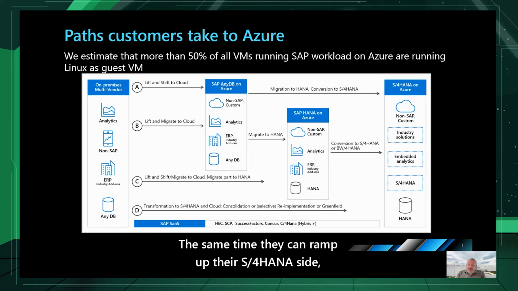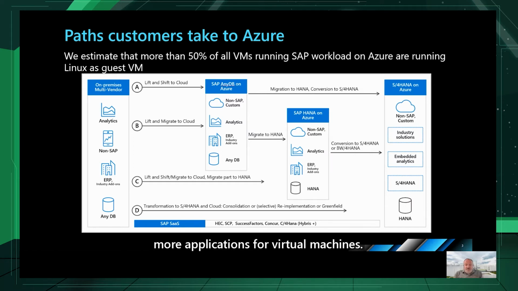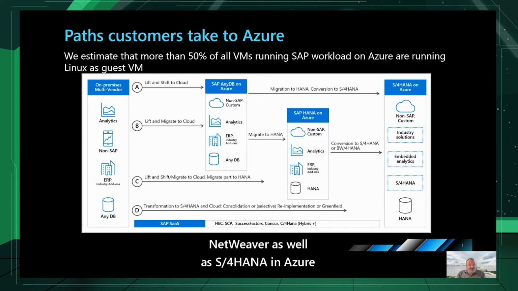At the same time, they can ramp up their S/4HANA side, especially with increasing demand for memory. They can choose larger and larger virtual machines that satisfy the requirements for their memory. At the same time, they can spin up more applications or virtual machines. It's a very dynamic environment to have NetWeaver as well as S/4HANA in Azure as the business transformation takes place.